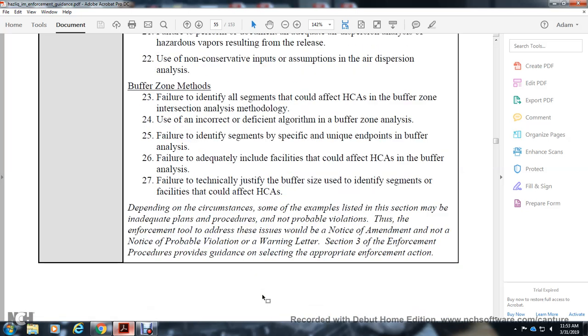Remember, the circumstances from the examples listed in this section may be an inadequate plan or may be perceived as not probable violations. The enforcement tool that addresses the issue that would be a notice of amendment, or, if not a probable violation, a warning letter. Section 3, Enforcement procedures, provides the guidance for selecting the appropriate enforcement action.